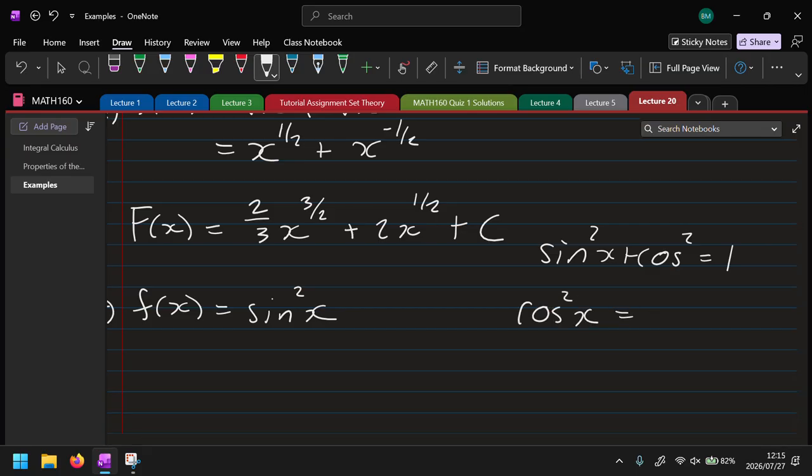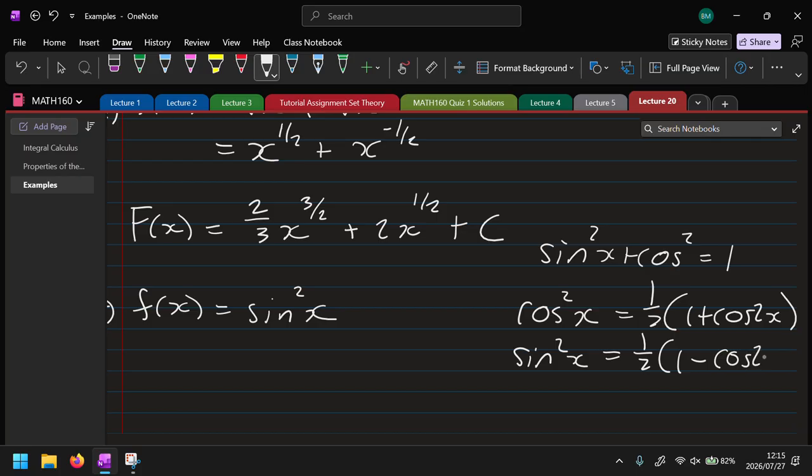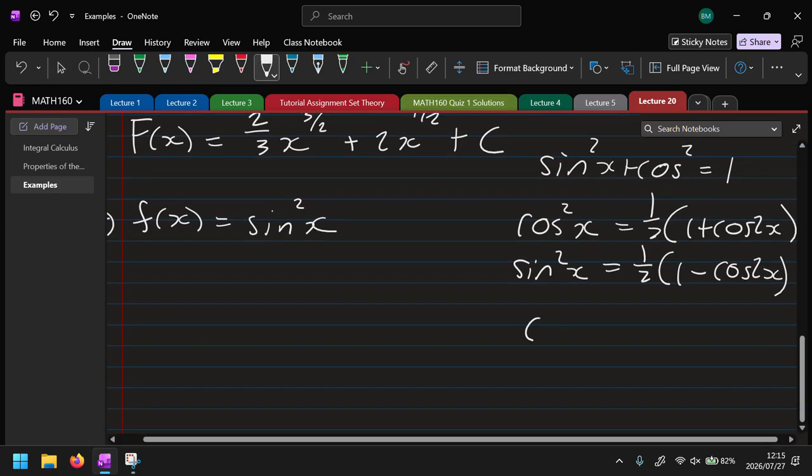For cos squared, you do a little bit of rearranging with the double angle and so on. We get cos squared x equals 1/2 (1 plus cos 2x), and sine squared x equals 1/2 (1 minus cos 2x). You remember those from the double angle? No? Okay. Let's write out the double angle.